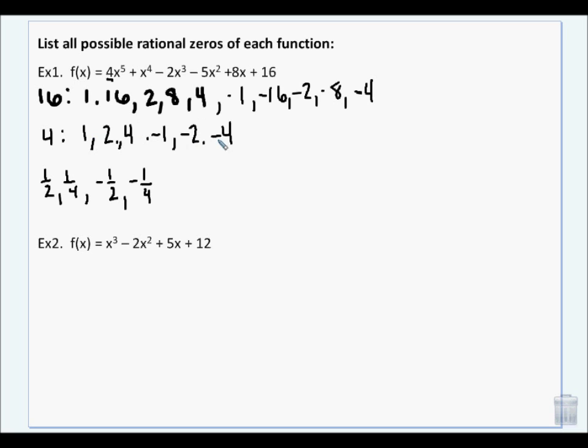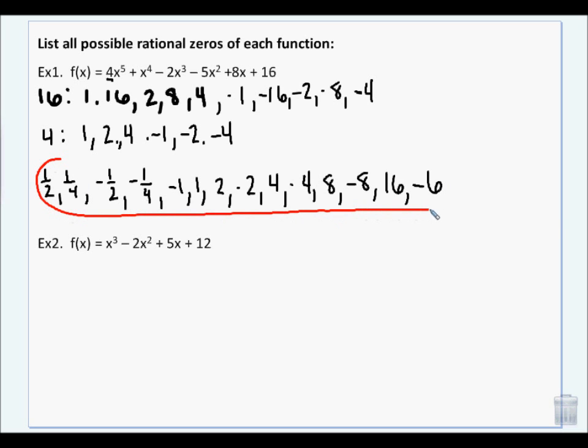If I divide 8 by each of these, I get numbers I already have because they divide evenly. And then if I divide the negatives, well, -1 divided by 2 is -1/2. I already have it. Do you see what I mean? So you don't have to list them all a million times. Once you've found all of your possibilities, then you just go through and list every single possible factor. And these are all of the possible rational zeros.